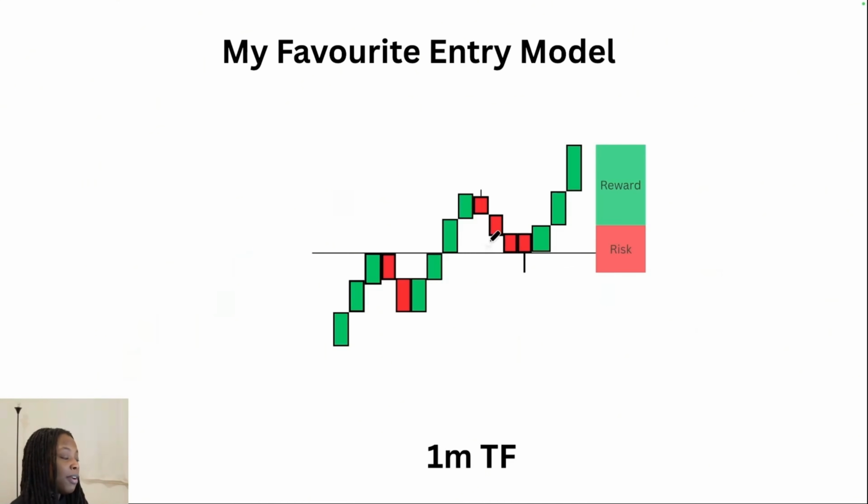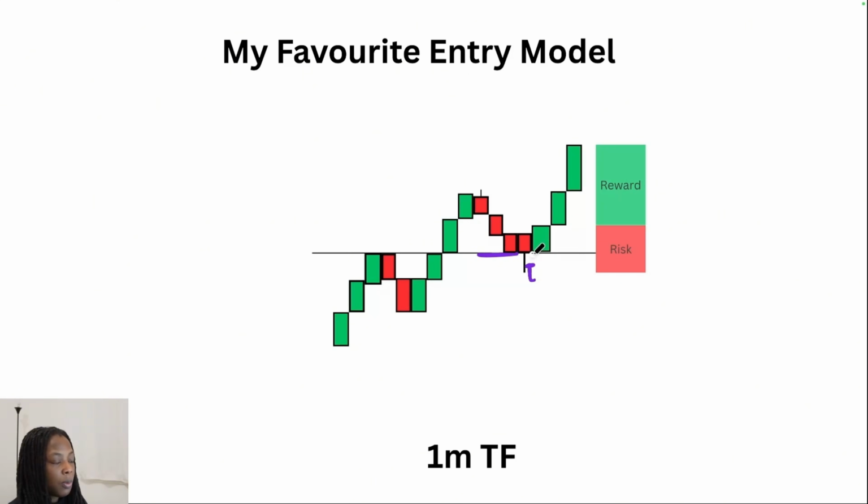Okay, my favorite entry model is the retest one. Why? Because of risk to reward. That's the simple answer. I like to wait for the retest to come back to that level, like sellers push price down into that level, but then buyers will step up and push price to close above the level.